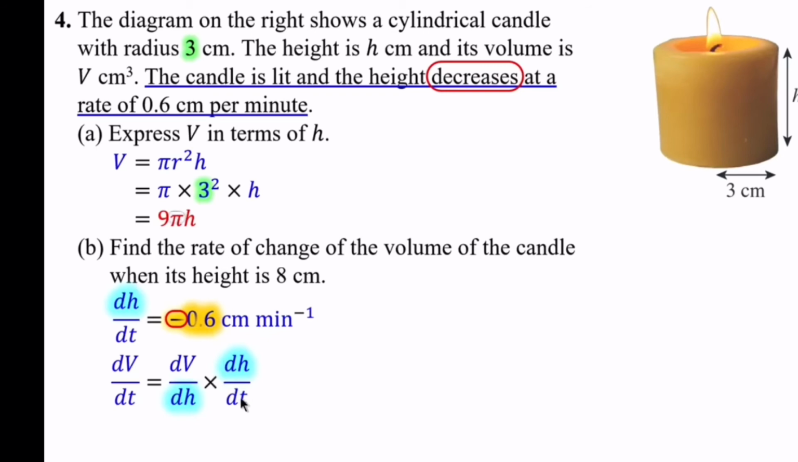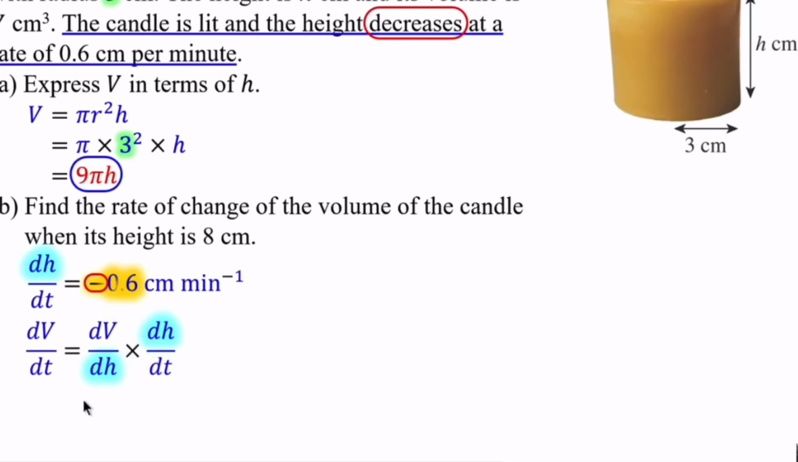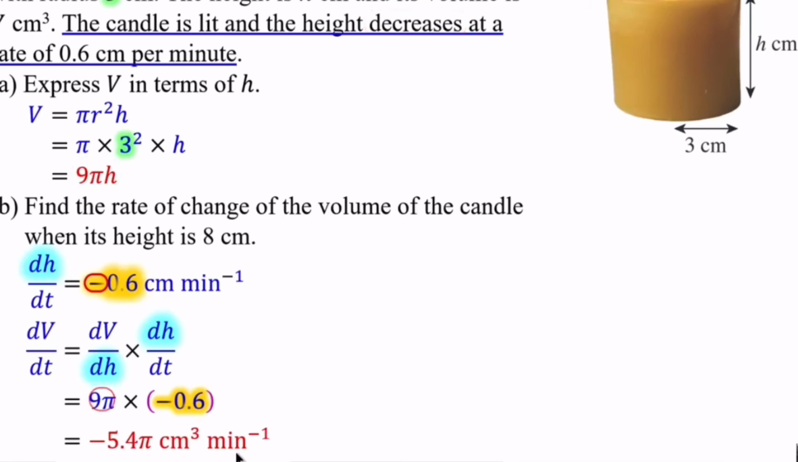And then we differentiate, and dV/dh is 9 pi. So in order to find dV/dt, we will take 9 pi times negative 0.6. So the answer will be negative 5.4 pi cubic centimeter per minute. Don't forget there is a pi in the answer, and the answer is negative, because the volume is decreasing.